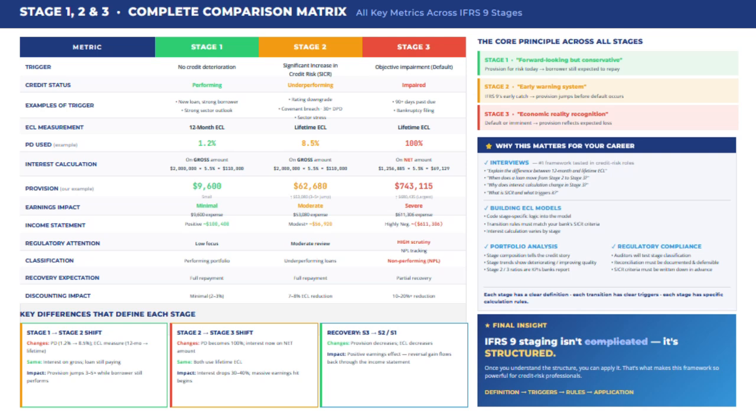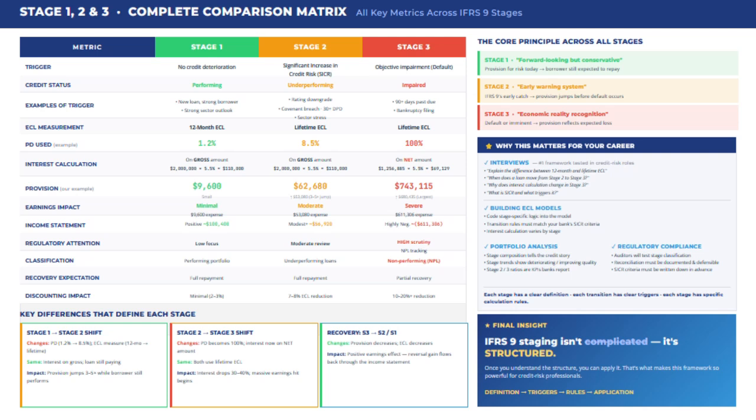The credit status is our economic reality. Stage 1 is performing, the borrower is paying on time. Stage 2 is underperforming but still paying, the borrower is struggling but current. Stage 3 is impaired or in default, and here the borrower cannot pay at the original terms.